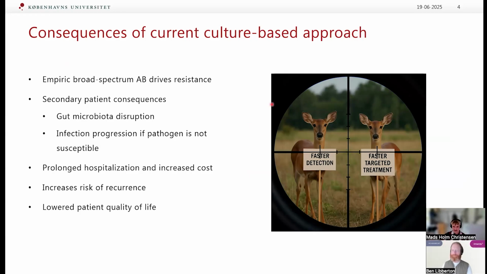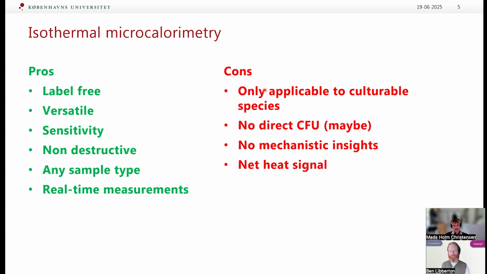So as this picture illustrates, we really need to aim for faster detection and a faster way to initiate a targeted antibiotic treatment. And as I have mentioned, we are trying to do this by using isothermal microcalorimetry, which has a lot of pros, but of course also some cons that you should be aware of when using this method. So some of the highlights are that it's label-free and non-destructive, so you don't have to do a lot of modifications to your sample before analyzing it.